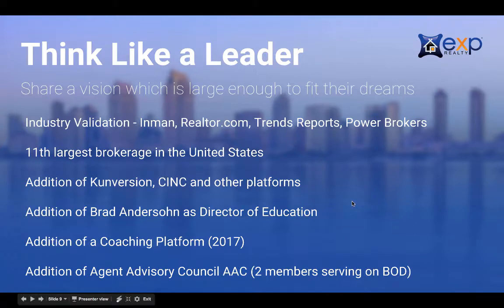We have industry validation, whether it's articles in Inman, articles in Realtor.com, the Real Trends Report articles and rankings, the Power Broker report that just came out last month. The fact that we're now the 11th largest brokerage in the United States. So many powerful things to talk about that we didn't have back then, right?